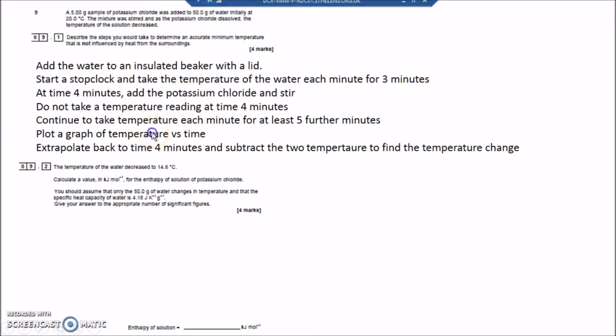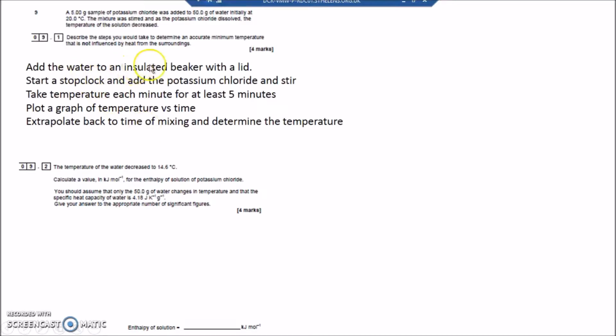So you can amend the procedure so that it looks like this. You add the water to the insulated beaker with a lid, start the stop clock, add the potassium chloride and stir. So you don't need to work out the initial temperature. Take the temperature each minute for 5 minutes. Plot a graph of temperature versus time, and then extrapolate your line back to see where it hits the time when you added the potassium chloride, and just take that temperature. You're not even asked to work out the temperature change, so no need to take away 20 degrees C. All you're asked to do is extrapolate the line back and calculate the temperature when you added the potassium chloride.